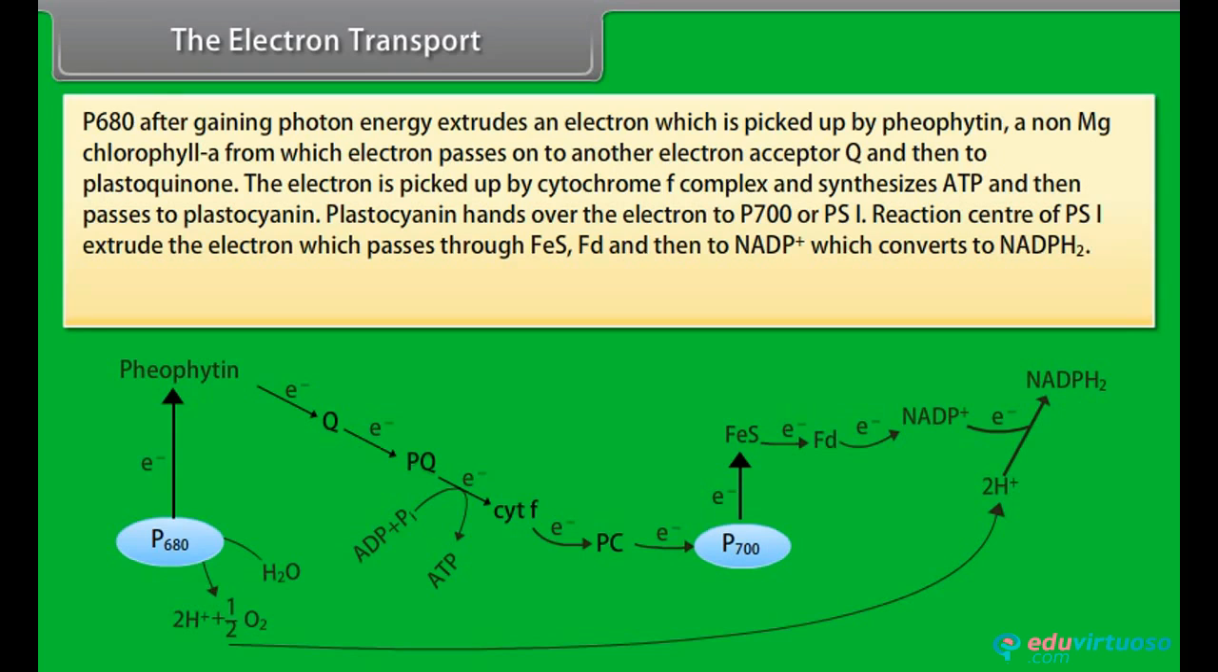The reaction center of PS1 extrudes the electron which passes through FeS, FD and then to NADP+, which converts to NADPH2. This scheme is also called the Z scheme due to the characteristic shape.